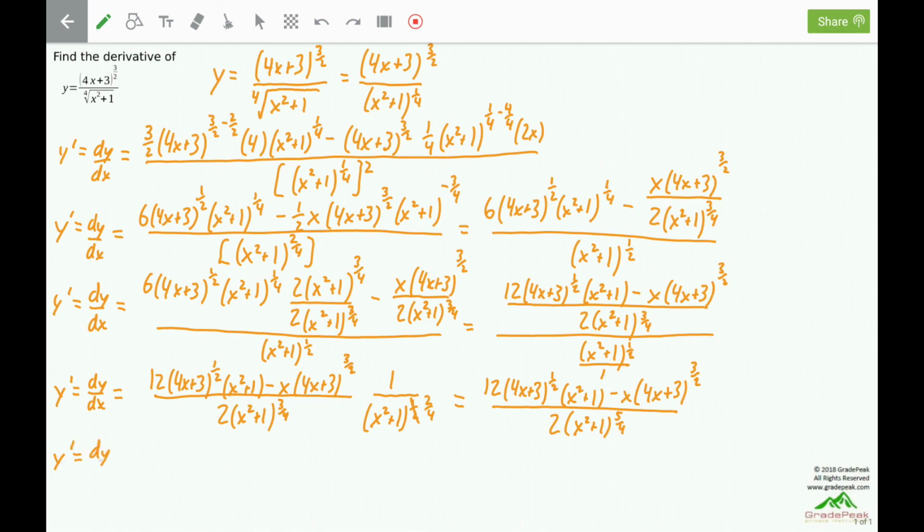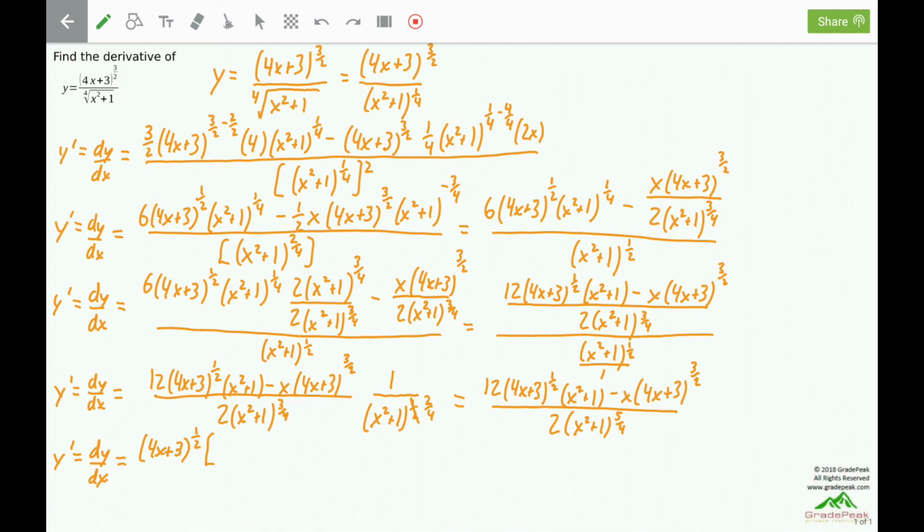So y prime, or dy dx, will be, in the numerator we have 4x plus 3 in both terms. We can factor it to the lower of the two powers. We have a 1/2 and a 3/2. We can factor out a 1/2 power. So 4x plus 3 to the 1/2 power being factored out of the numerator.